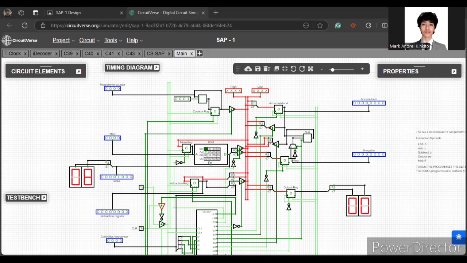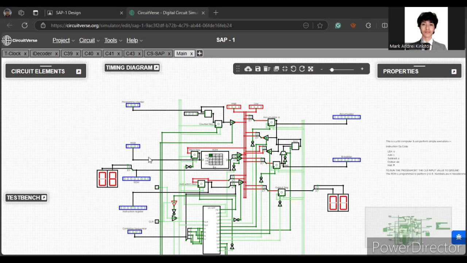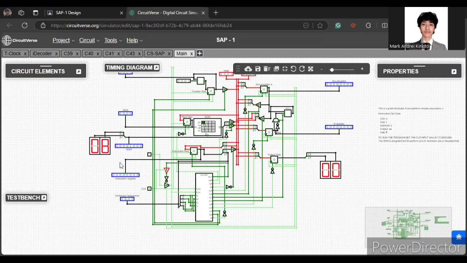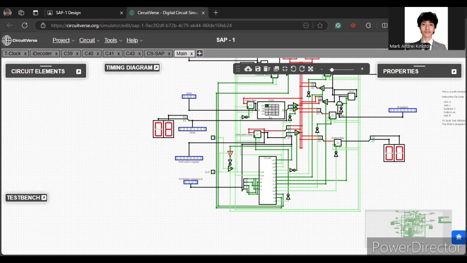And next is the instruction register, or the IR. Here it is in the bottom. It fetches the instructions from the ROM via the memory register. It splits the instruction into opcode and operand. So the opcode defines the operation to be performed, while the operand specifies the data or memory address.